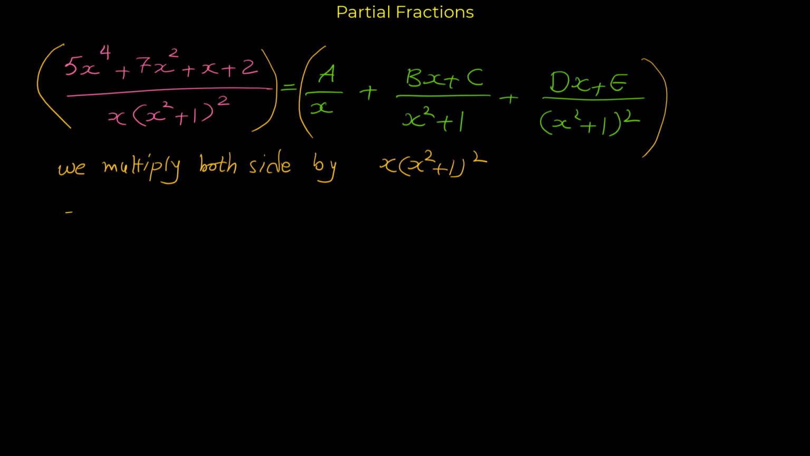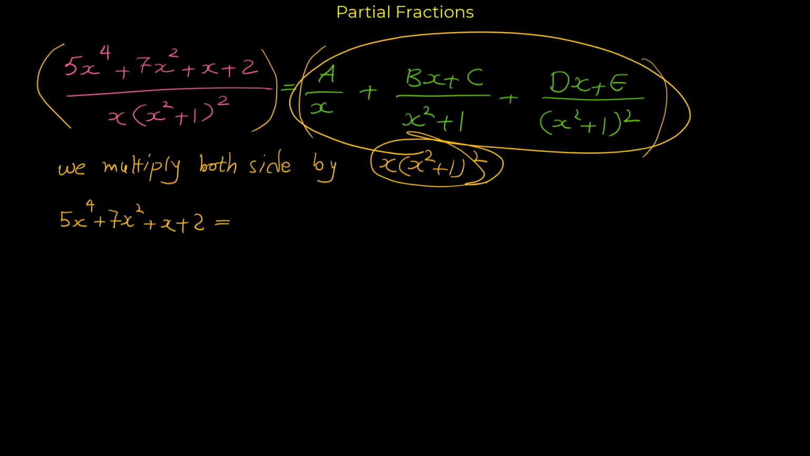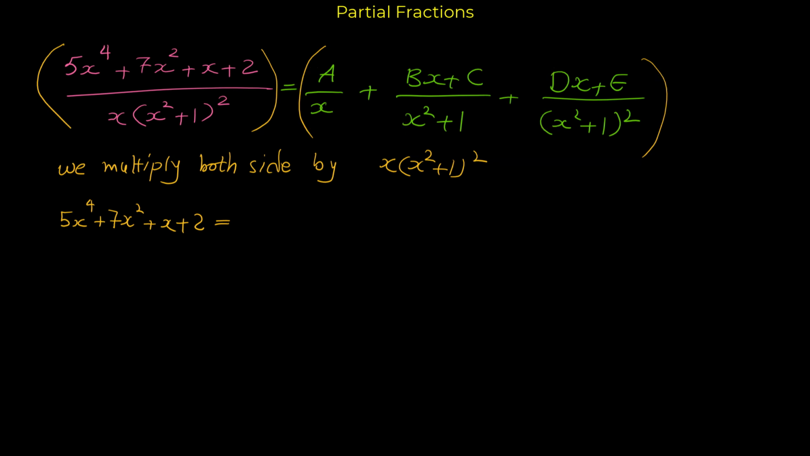Then we have 5x^4 + 7x^2 + x + 2 on the left side. But what do we have on the right side? When we multiply this bracket, we have to multiply each fraction individually. When we multiply by the first fraction, what happens? The x here with the x here cancels. So what remains? We have a times (x^2 + 1)^2.